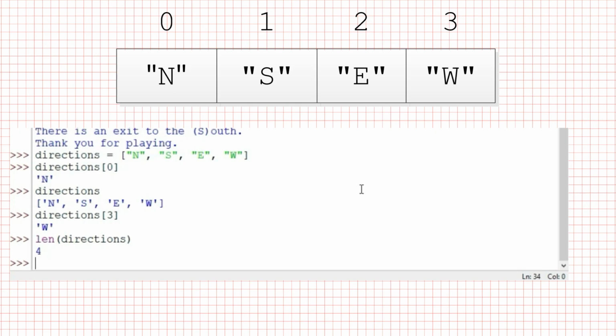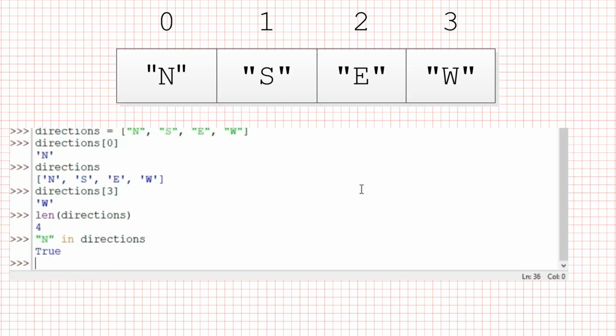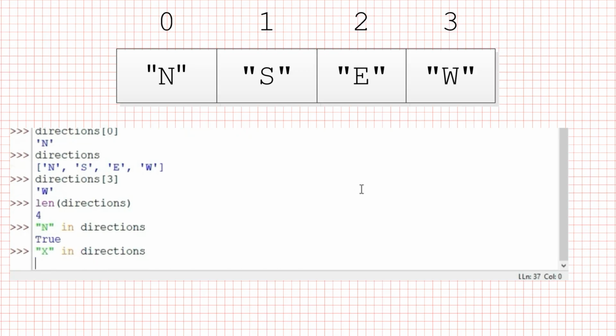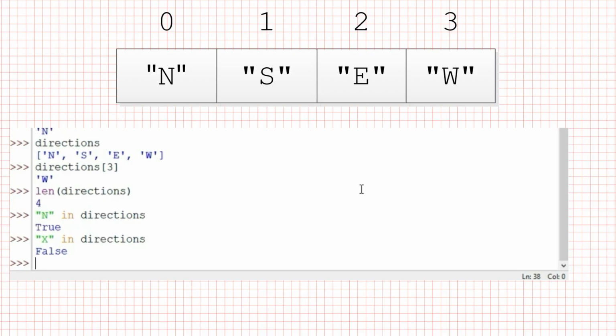Now, let's learn another operation on lists. You might wonder why I created a list of direction commands. This is yet another way we can check if the user has typed a valid command. I can use the in keyword to determine if a value is in a list. I'll write n in directions, enter, and IDLE responds with True. X in directions, and IDLE responds with False.